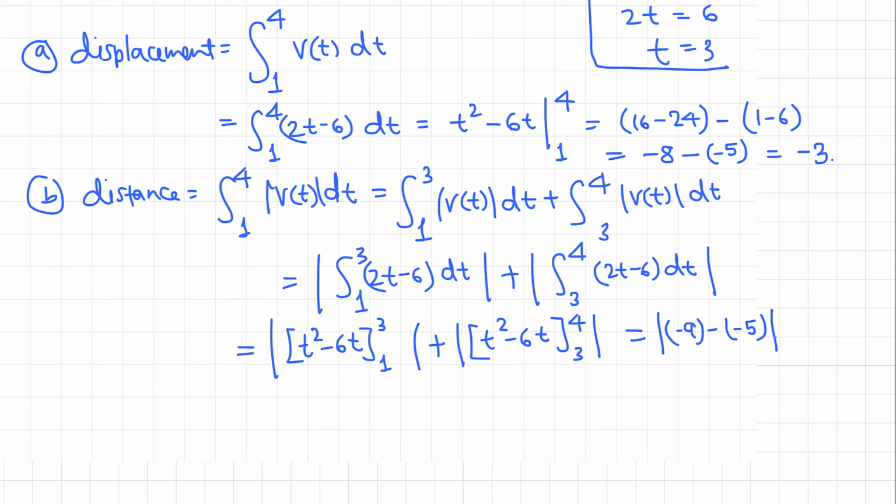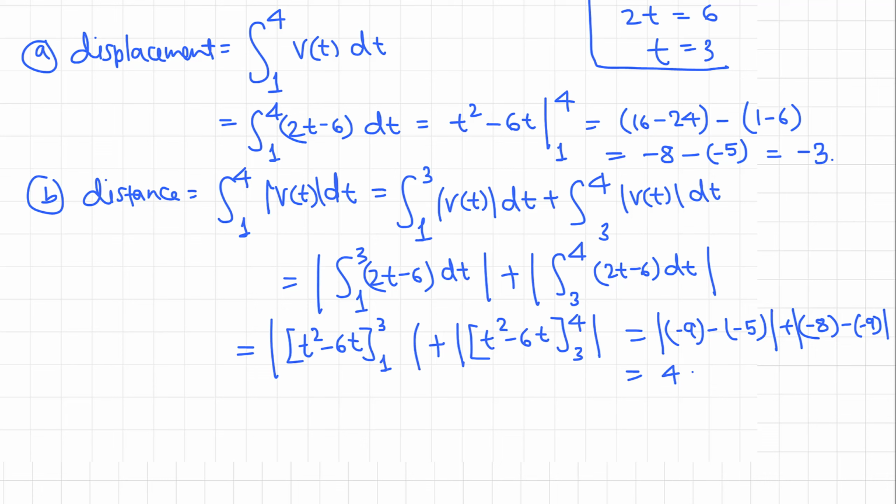And to take absolute value. Plus here, 4 squared, 16 minus 24, it's negative 8. Okay, we have absolute value. Minus lower limit, 3 squared 9 minus 18, negative 9. Okay, negative 9 plus 5, that's negative 4. Absolute value of negative 4 is simply 4.